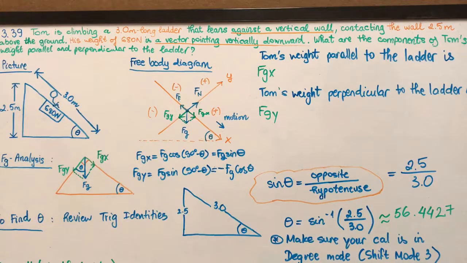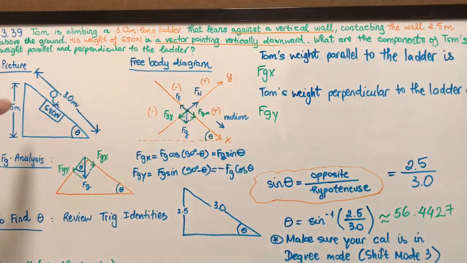Hi everyone. Today I'm going to solve problem 3.39 in the textbook. Tom is climbing a 3-meter long ladder that leans against a vertical wall, contacting the wall 2.5 meters above the ground. His weight of 680 Newton is a vector pointing vertically downward. What are the components of Tom's weight parallel and perpendicular to the ladder?